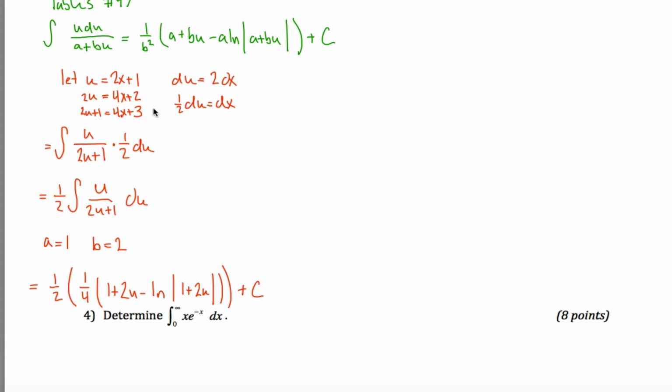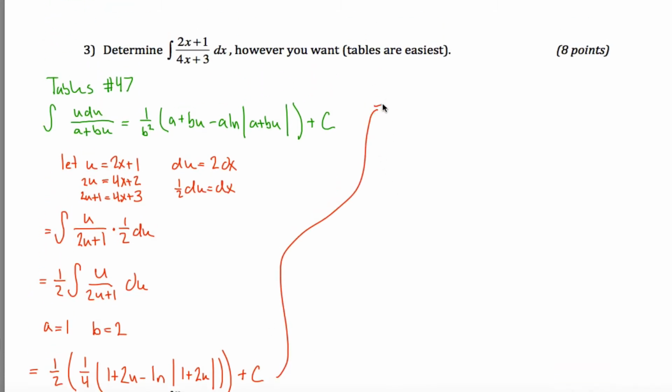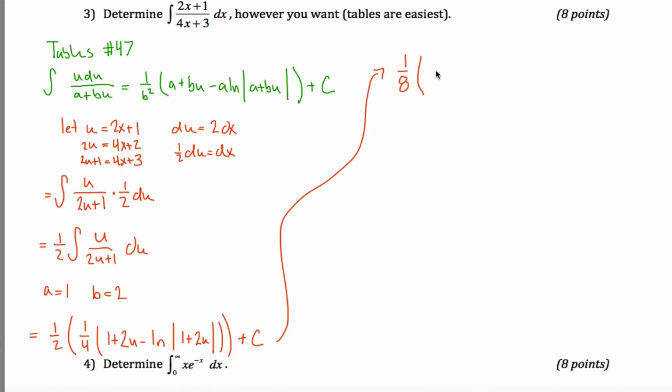Okay, but that's in terms of u's, and I should have my answer in terms of x's, so I guess my final answer would be, I can combine the 1/2 and the 1/4 and call that 1/8 times, and then I have 1 plus 2 times, and then in place of u I can write 2x plus 1, minus the natural log of 1 plus 2 times u, which is 2x plus 1. And then in these parentheses and tack on a c.